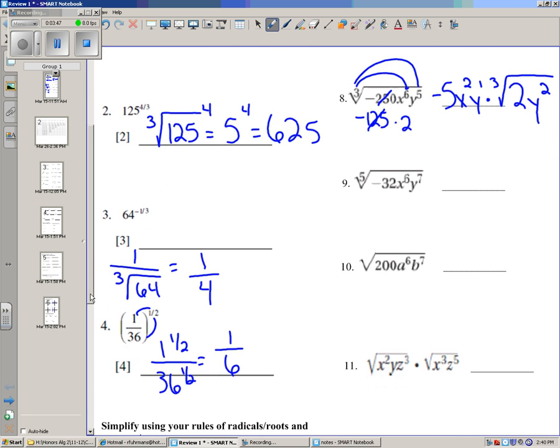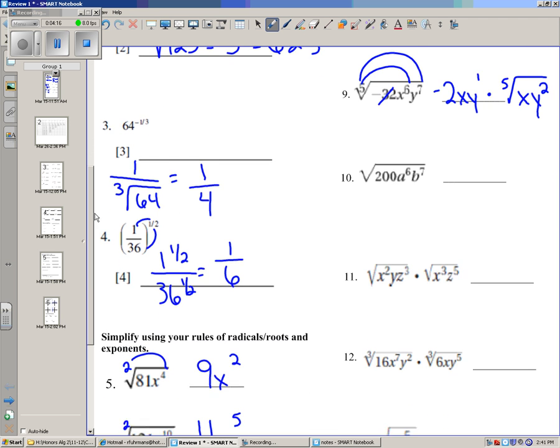Number 9, as far as perfect roots go, negative 32 can come out. That becomes negative 2. X to the 6, some of it can come out. 5 goes into 6 one time. But then I'm still going to have a little bit left over. So when I start my leftover piece, I will have an x left over in there. And then 5 can go into 7 one time. And then I would have a remainder of 2. And there's number 9.